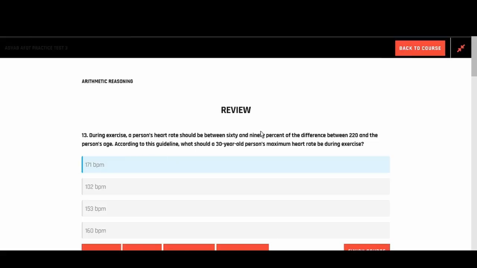So again, they've given us all the information we need to solve this, namely that a person's heart rate should be between 60 and 90% of 220 minus their age. So that looks like this. I'm going to put heart rate in the middle. 0.6 is the same as 60%. Again, this is 220 minus the age, which is 30 in this case.